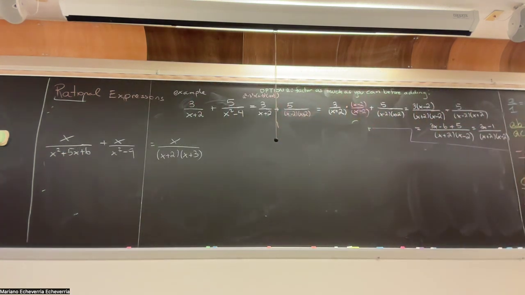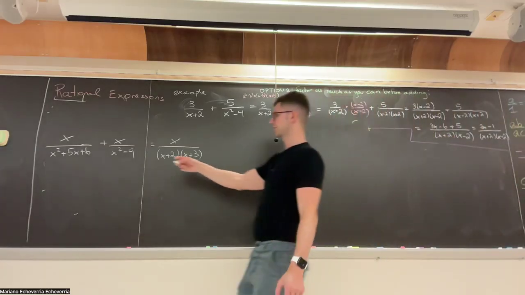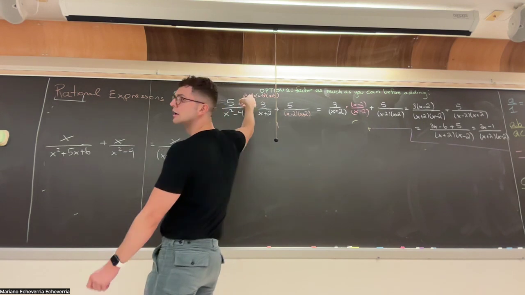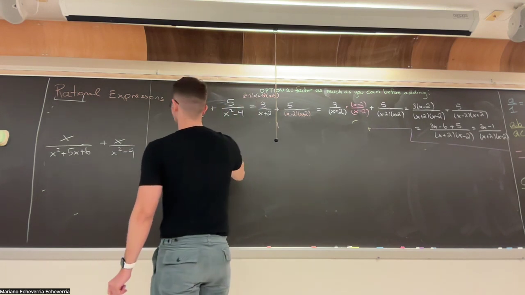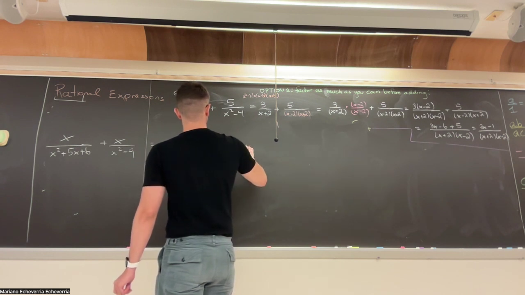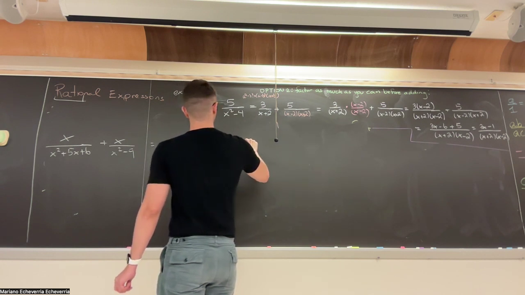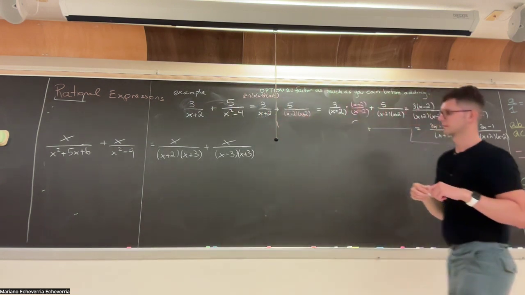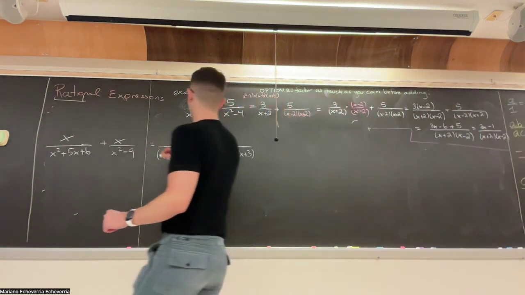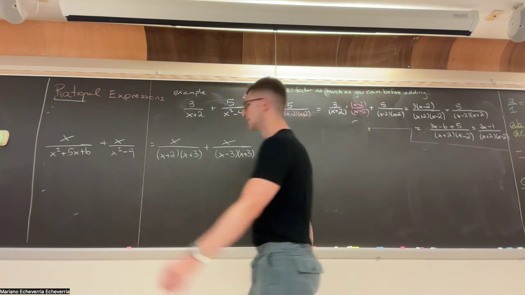Okay, so that's the first one. And the second one is kind of like a difference of squares, because 9 is 3 squared, so it's more or less the same type of problem: x over x minus 3 times x plus 3. Okay. Does that make sense?